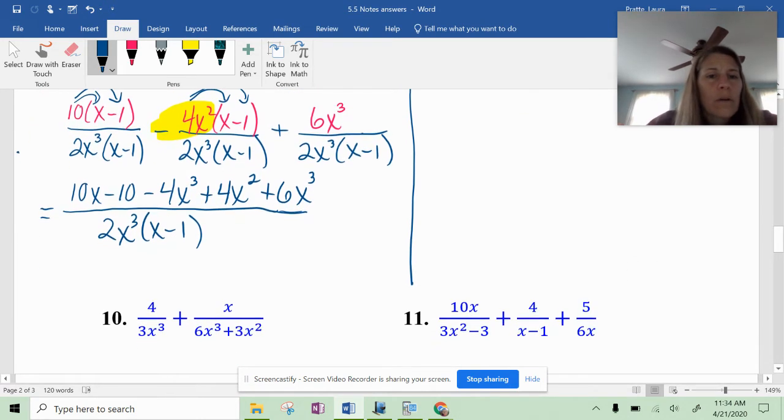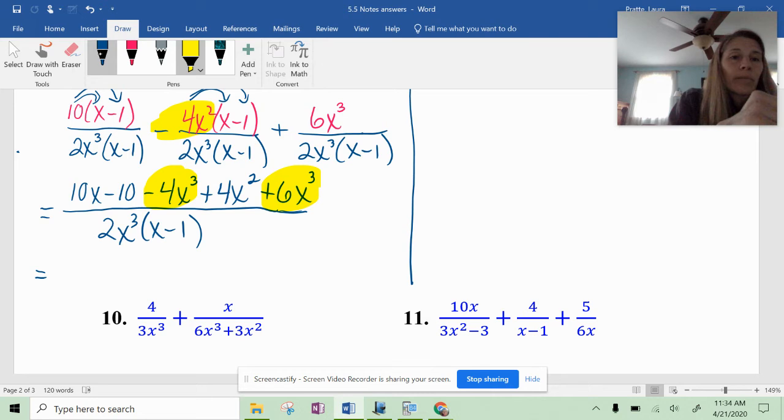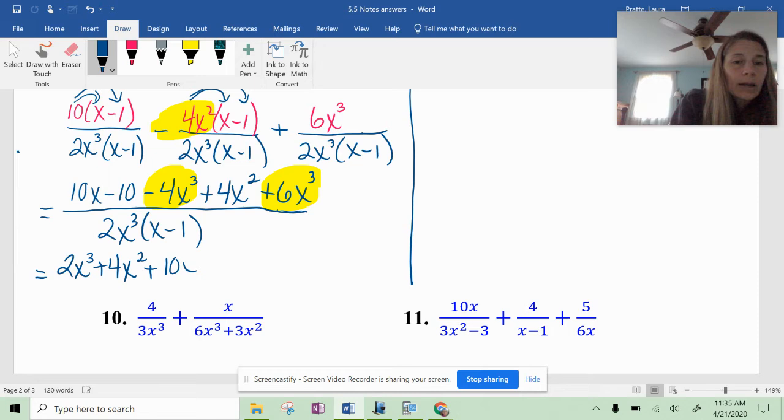So now we want to just combine any like terms, and I usually do this in order from greatest to least. So I have 2 cubic terms. So I'm going to combine those. So that would give me 2x cubed. Then I have my plus 4x squared plus 10x minus 10. And that, of course, is all over this least common denominator.